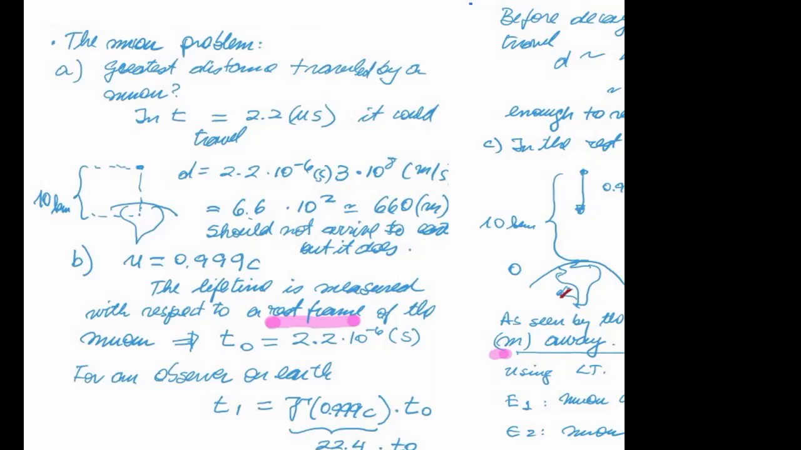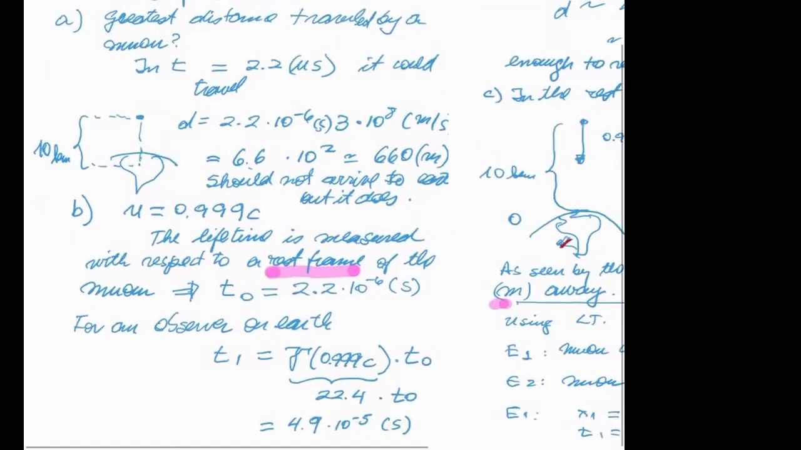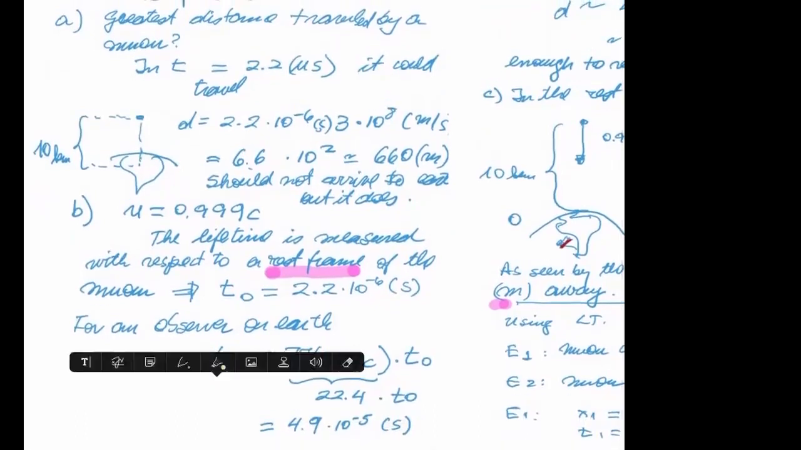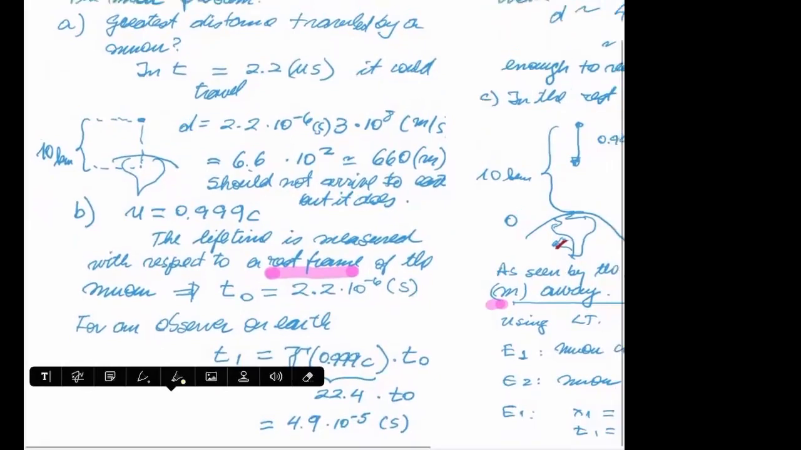So the question has to do with a different point of reference, not a moving point of reference, but a static point of reference. Yes, it's a different point of reference, but the time in the reference frame of the muon, as seen by a guy on Earth, is actually slower. 2.2 microseconds is actually much larger in the second reference frame here.